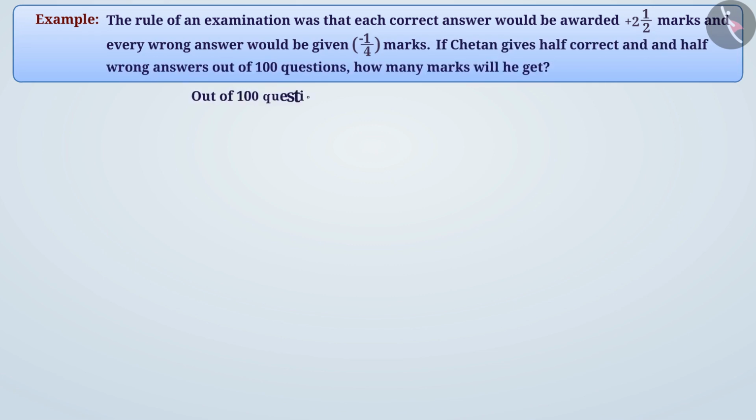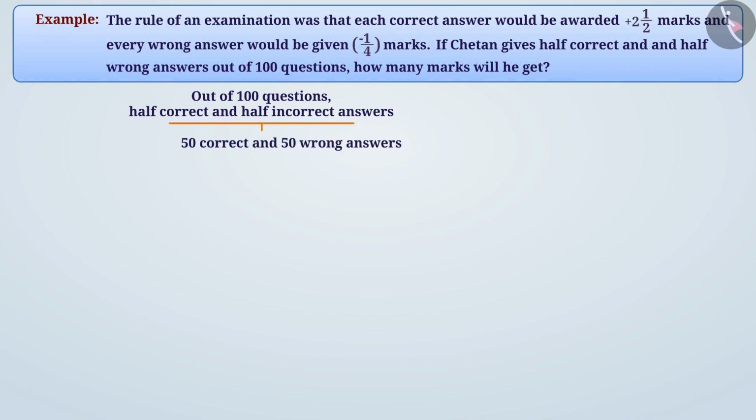Out of total questions, Chetan gave half correct and half incorrect answers. That means he gave 50 correct and 50 wrong answers. A correct answer is given 2.5 marks, that is 5 by 2 marks. In this way, he will get 50 multiplied by 5 by 2 marks for 50 correct answers. Similarly, minus 1 by 4 marks for 1 wrong answer. In this way, he will get 50 multiplied by minus 1 by 4 marks for 50 incorrect answers.